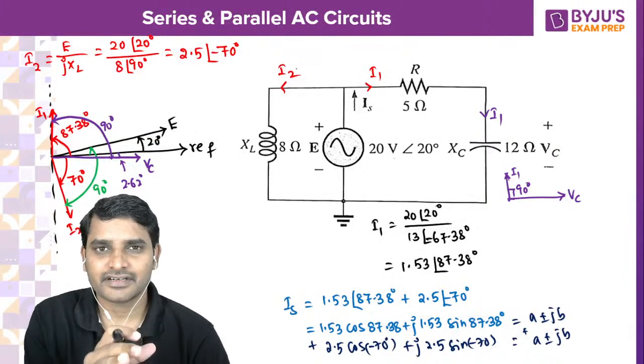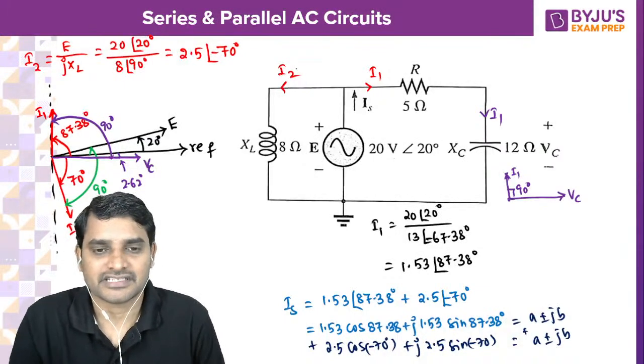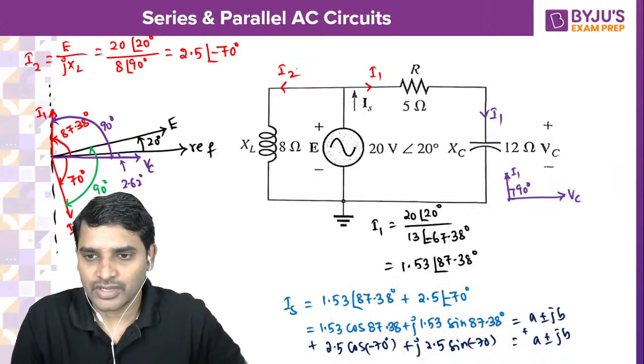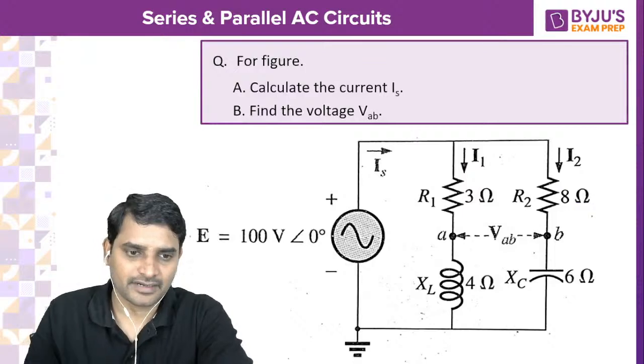Because you do not have a scientific calculator, there is no other option. You can convert like this: r cos theta plus j r sin theta. In that manner you can do it. Okay, if it is clear, moving on to the next one.